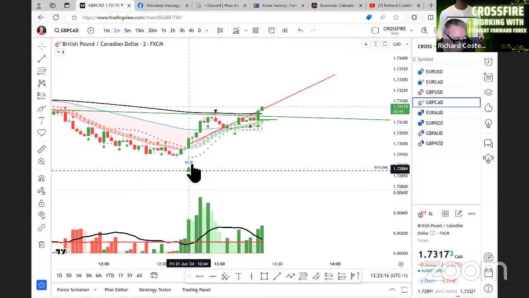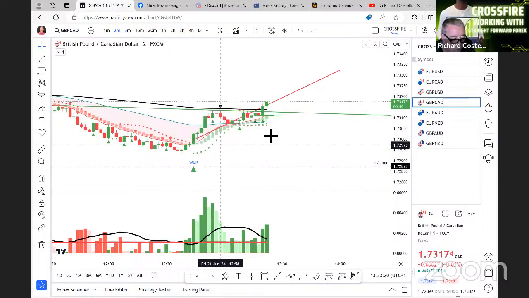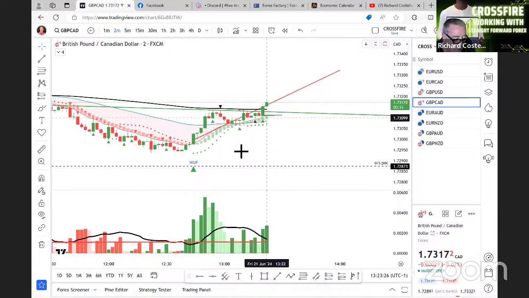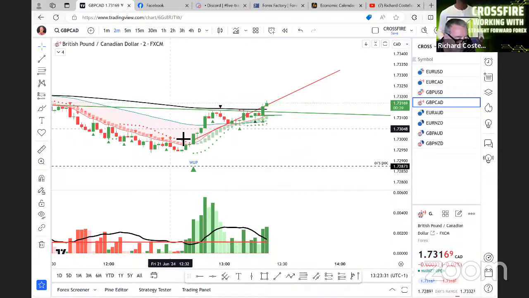We've been in a wave up. We've got green PSARs beneath the price, pushing price up. We've got green wave blocks pushing price up there. We've got, looking at this cloud here, this is a pale red cloud.